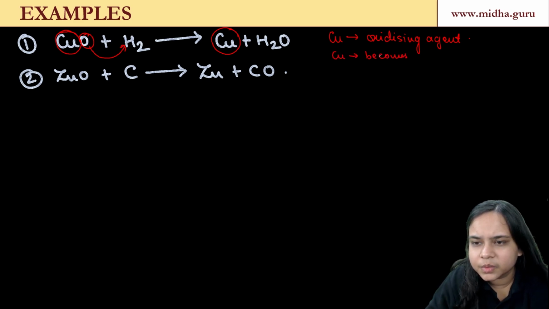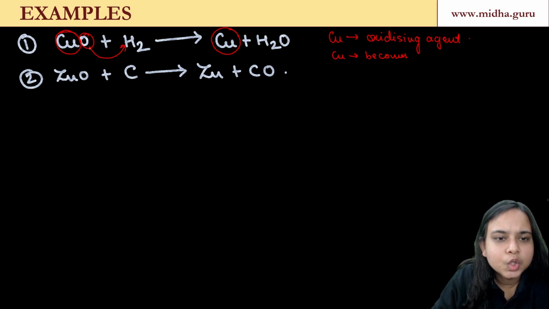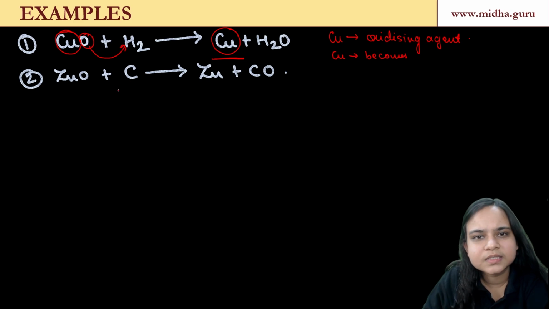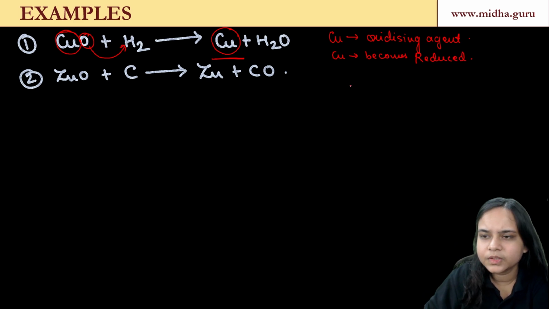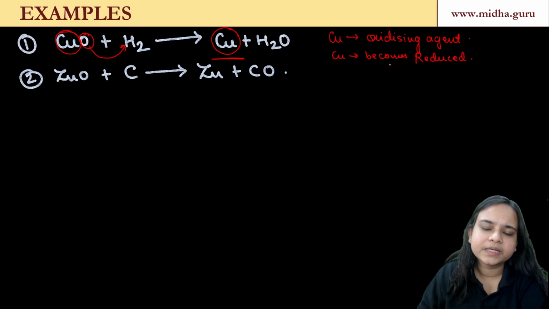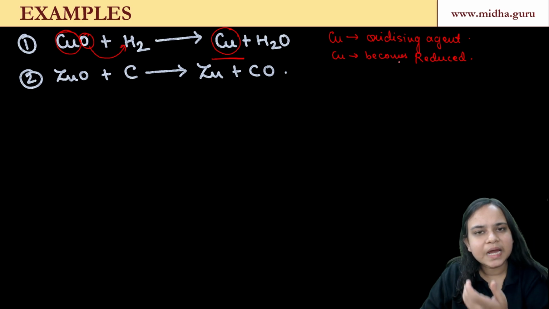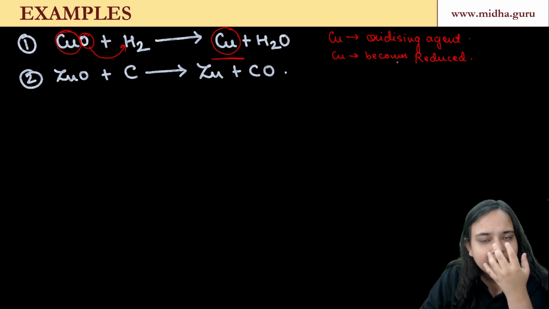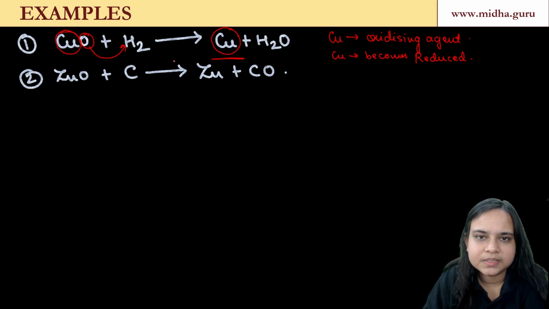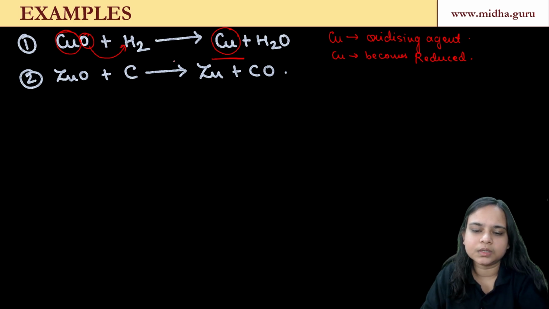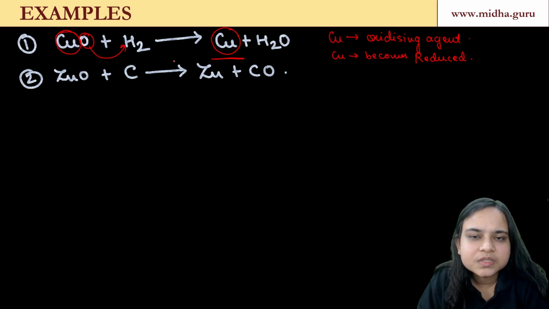How is it becoming reduced? Because it is losing its oxygen, and loss of oxygen is termed as reduction. So from here we can conclude that the species which acts as an oxidizing agent itself becomes reduced, and vice versa happens with reducing agents. The species which acts as a reducing agent itself becomes oxidized.